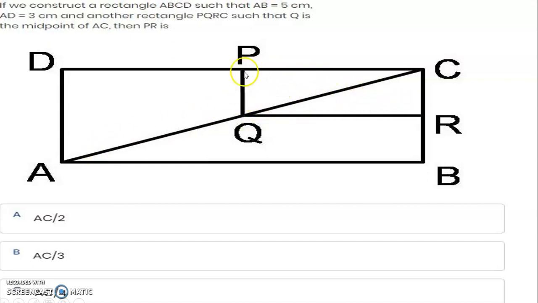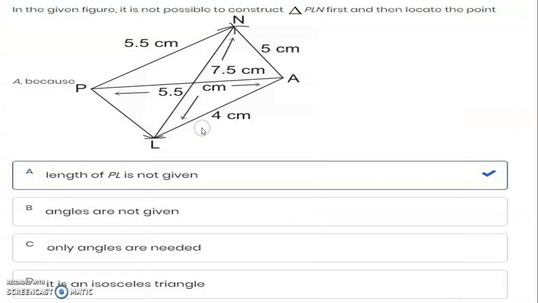How is it half of AC? See here, in this rectangle, we will have two diagonals, PR and QS. In all rectangles, both the diagonals will be of equal size only, no? If we know the measurement of QS, we can know the measurement of PR. Do we know the measure of QS? Yes, we know it is AC by 2. That's why PR will also be AC by 2 and not AC by 3 or AC by 4. I hope it is clear.